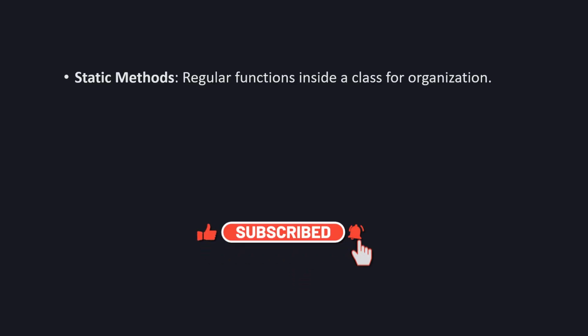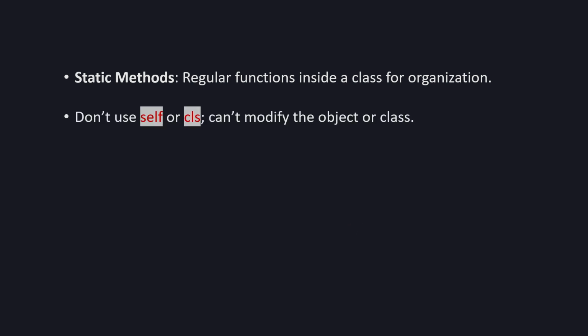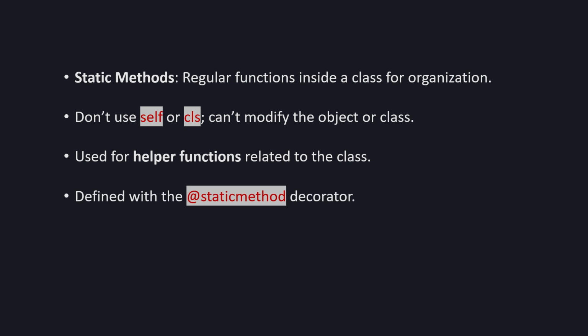Next up, we have static methods. These are even simpler. A static method is basically a regular function that you store inside a class. Why? Just for organization. It doesn't get self and it doesn't get cls as its first input. It can't change the object or the class. It's just a helper function that is related to the class, so it makes sense to keep it there. You define it with the @staticmethod decorator.